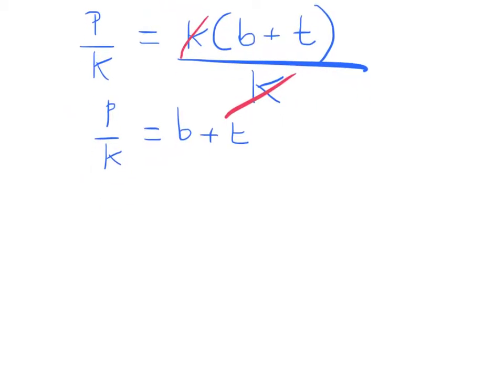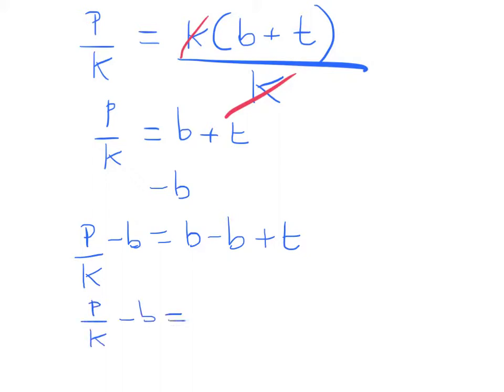Excellent. So, what are we left with? Well, we're left with B plus T. We want T on its own. So we've got a positive B here, and we want to get rid of it. So how do we do that? Well, we take B away. So we have B, take away B, plus T. And on this side, because whatever we do to one, we do to the other, P over K minus B. Excellent. So that becomes P over K minus B equals T.